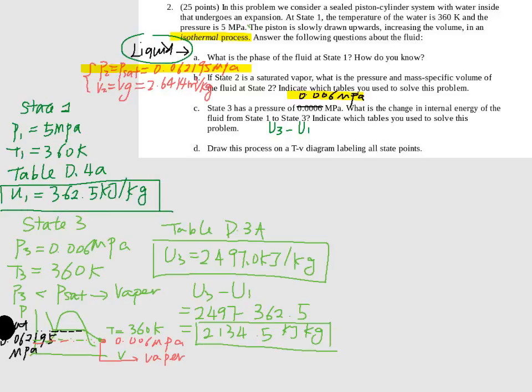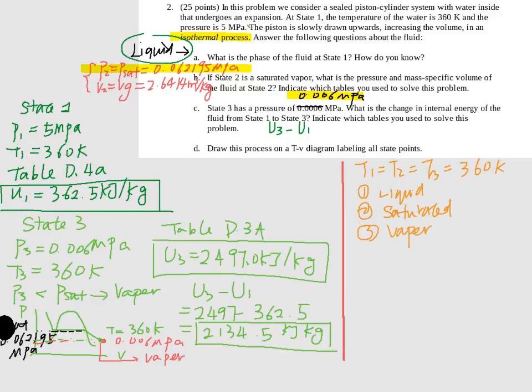And the last part, we need to find the TV diagram for the entire process. That's actually pretty straightforward because we already know all the different phases and all the temperatures. So let's refresh our memory a little bit. We know that T1 is equal to T2 and it's equal to T3. It's 360 K. And for different phases, at 1 it's liquid, at 2 it's saturated vapor, and at 3 it's vapor. Okay, I just noticed that I wrote vapor wrong, so I'm going to erase that, and write vapor.